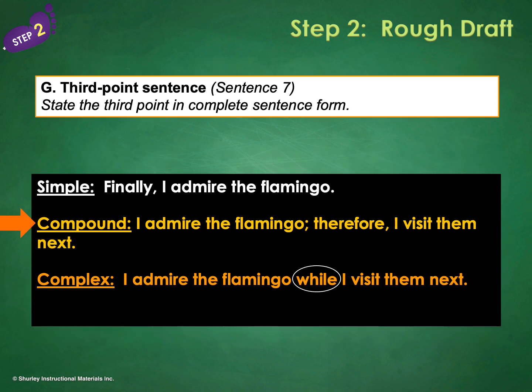Sentence number 7 will contain the third main point. Students will take the third point they decided to write about and simply state it in complete sentence form. They may write a compound sentence like this one that says, I admire the flamingo; therefore, I visit them next.